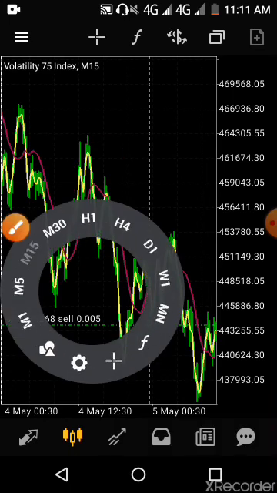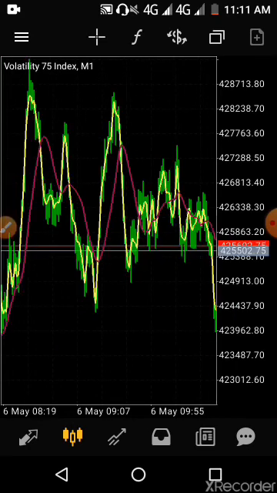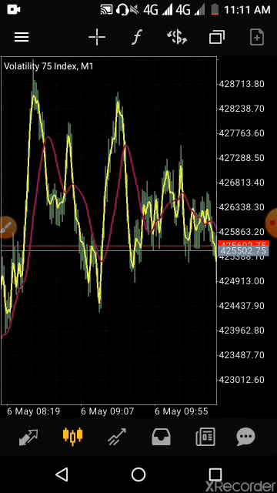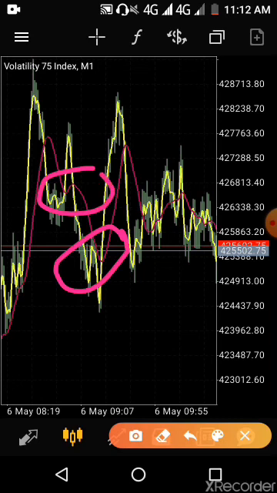1 minute. My battery is going low, so I will not be able to do this for a longer time. All right, so this is a W over here. It's a W over here. Okay, and this is also another small W. If you're looking at the candlesticks, you will not see that kind of W. You will not be able to see it. All right, and this is an M over here.